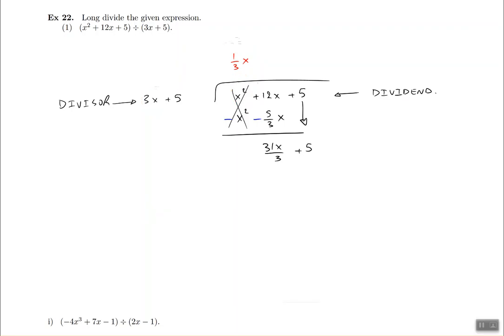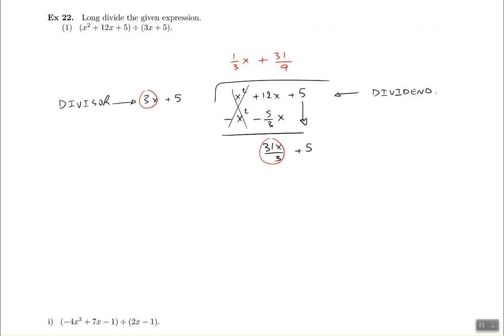So in the second iteration, what you're looking at is the 3x and then the 31x over 3. And you're looking at what do you multiply the 3x by to make it at the end 31x over 3. And as a matter of fact, in this case, the answer is going to be 31 over 9.